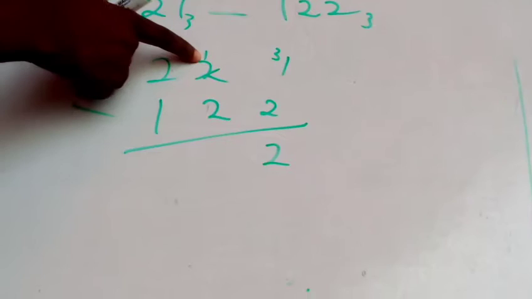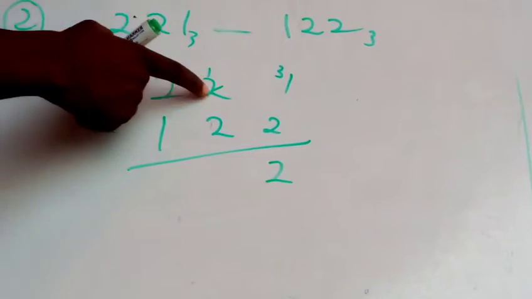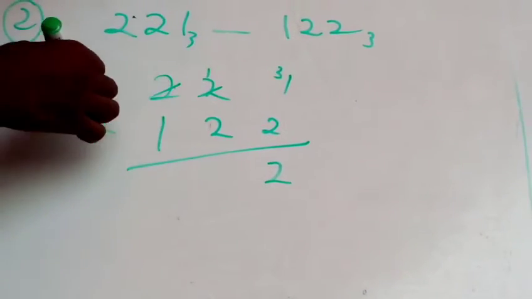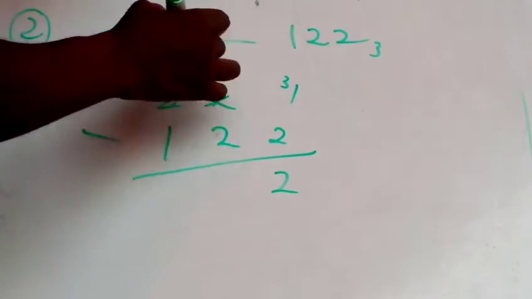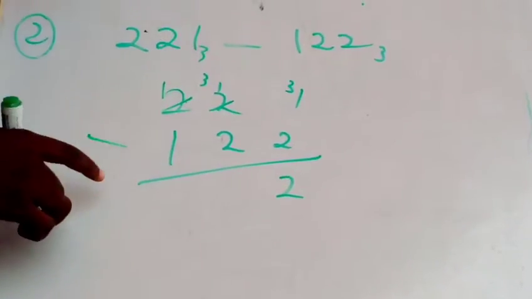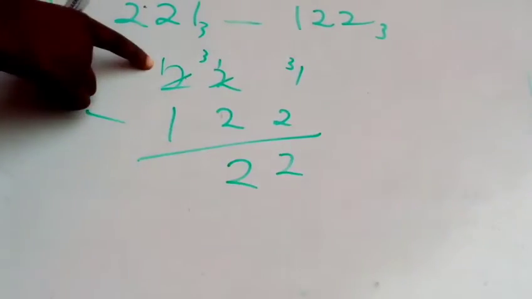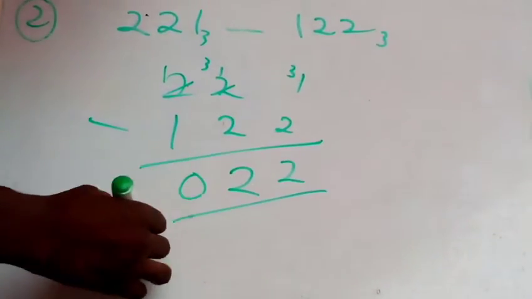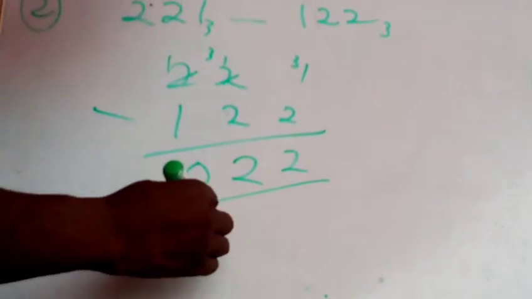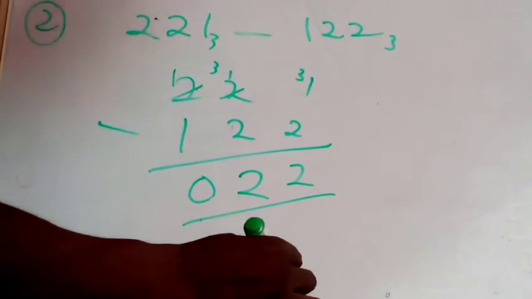Now, remember what I'm left here is what? 1. Isn't it? 1 minus 2 cannot go. So what do I do? I borrow from this. This is left with 1. I'm borrowing 3, so this becomes 3 plus 1. That's 4. 4 minus 2 becomes what? 2. Now, what I'm left here is 1. 1 minus 1 is 0. So our result becomes 022, that is 22 in base 3.